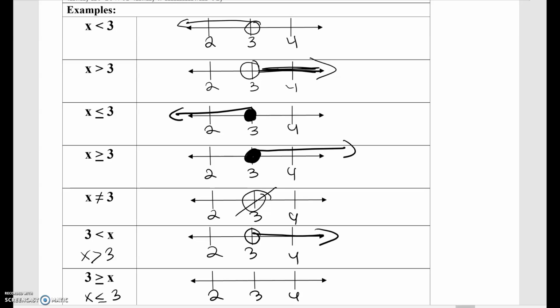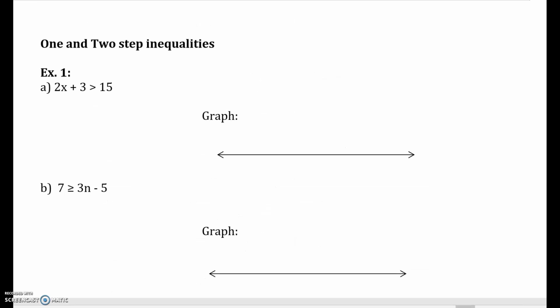Same thing here, when I rewrite this, 3 is greater than or equal to x. I keep the big side with the 3, so this time I fill in my circle and I end up with x is less than or equal to 3. So hopefully you got those right. If not, go ahead and take a second to correct them.